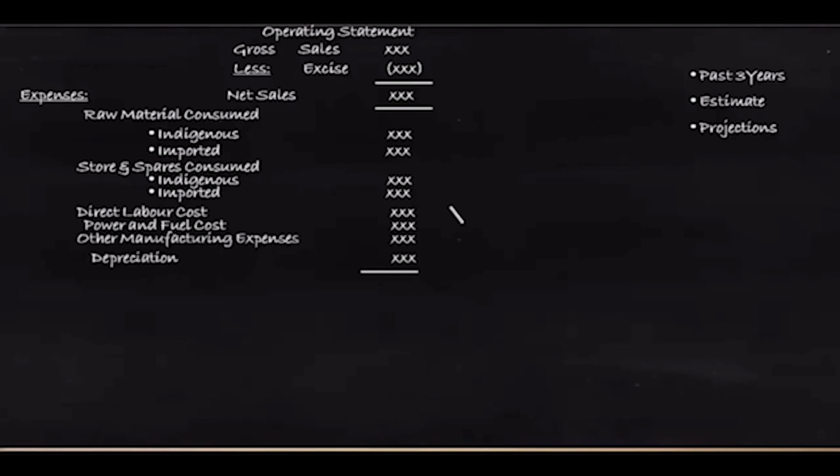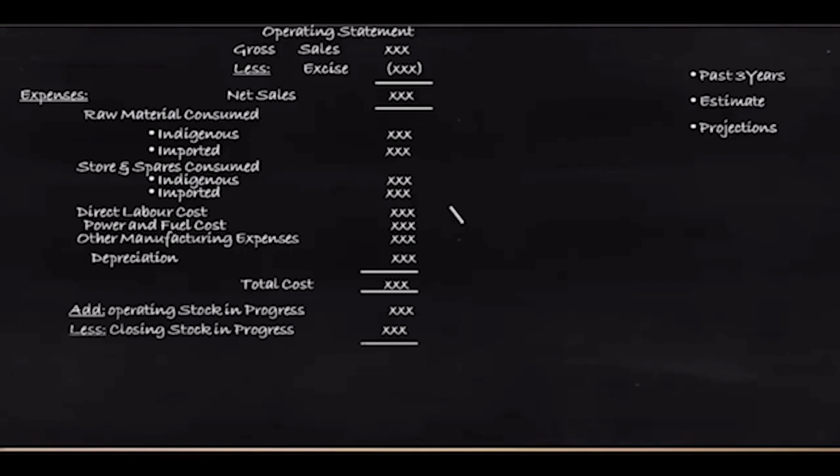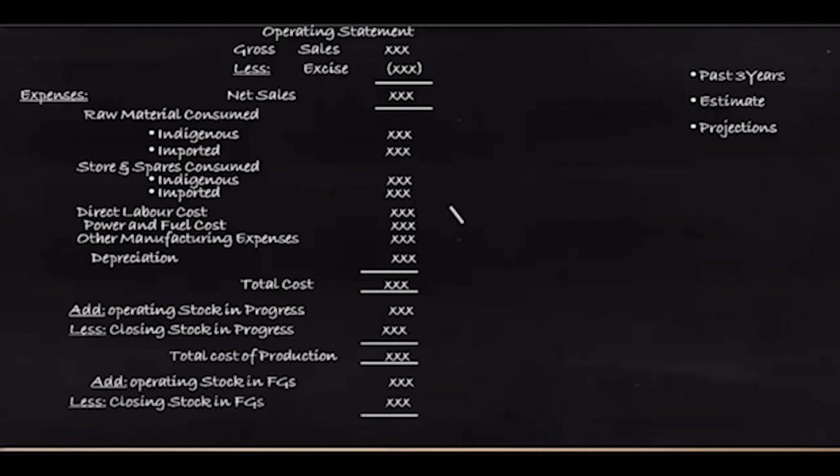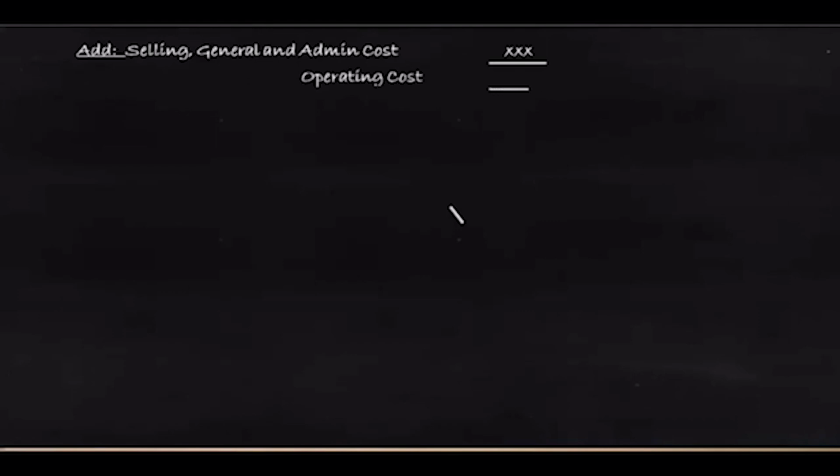So with this, the total cost would be shown, and with this, opening stock in progress should be added and closing stock in progress should be deducted, and that would give the total cost of production. And with this, we have to add opening stock of finished goods and deduct closing stock of finished goods. That would give total cost of sales. And with this, selling and general admin expenses should be added, and this would give the overall operating cost for the company. And if this operating cost is deducted from net sales, it would give operating profit.